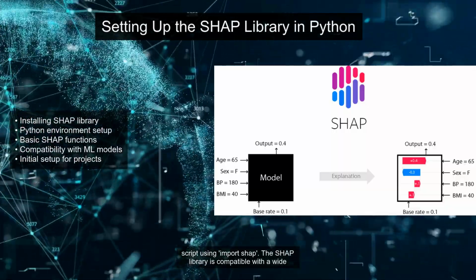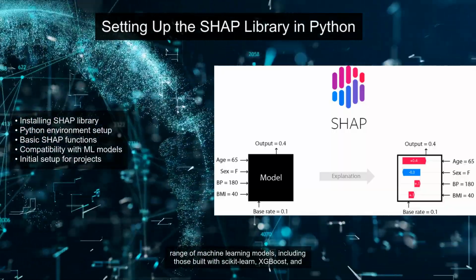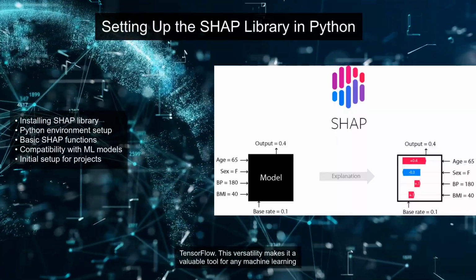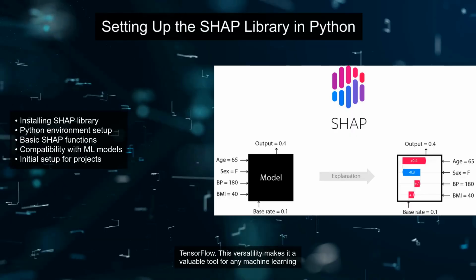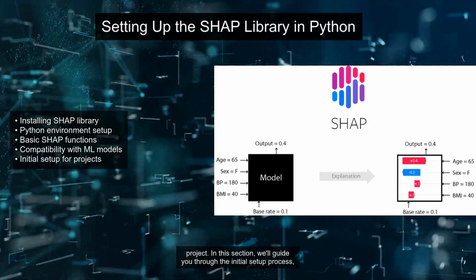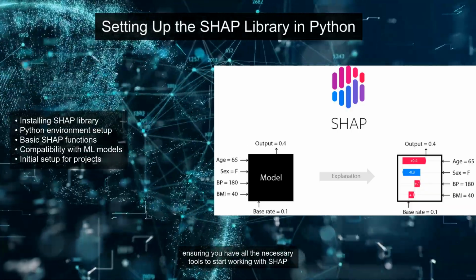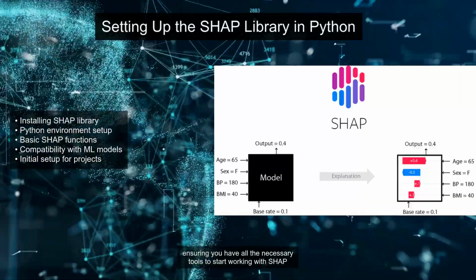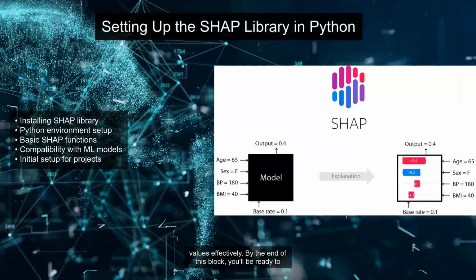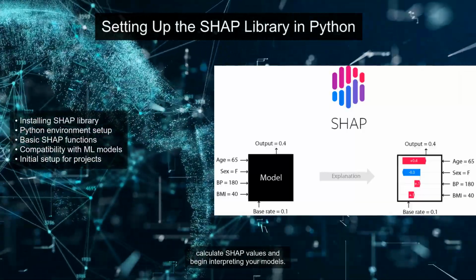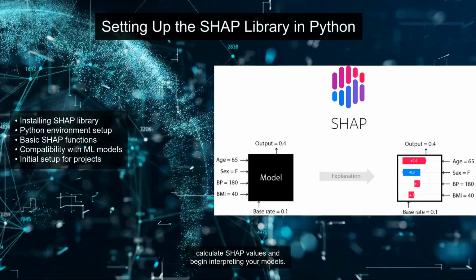The SHAP library is compatible with a wide range of machine learning models, including those built with scikit-learn, XGBoost, and TensorFlow. This versatility makes it a valuable tool for any machine learning project. In this section, we'll guide you through the initial setup process, ensuring you have all the necessary tools to start working with SHAP values effectively. By the end of this block, you'll be ready to calculate SHAP values and begin interpreting your models.